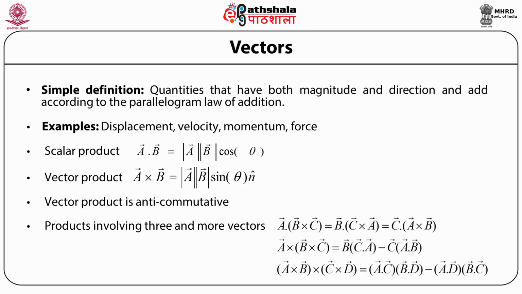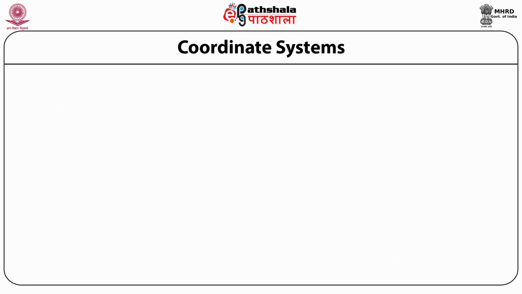And the product involving 4 vectors is given by, if we have 4 vectors, vector A, vector B, vector C and vector D, then if we take the product such that within brackets vector A cross vector B whole cross product with within brackets vector C cross vector D, this is equal to within brackets A dot C vector times within brackets B dot D vector minus within brackets A dot D vector times within brackets vector B dot vector C. Coordinate systems.